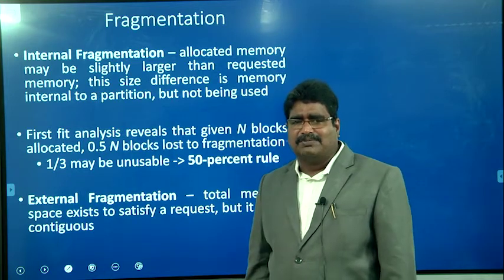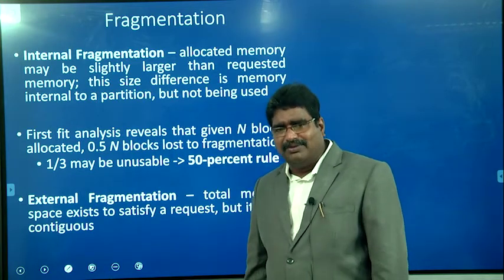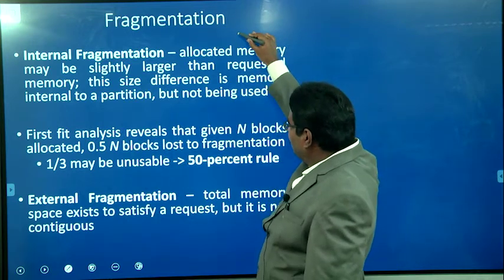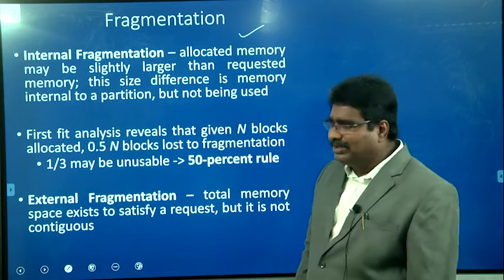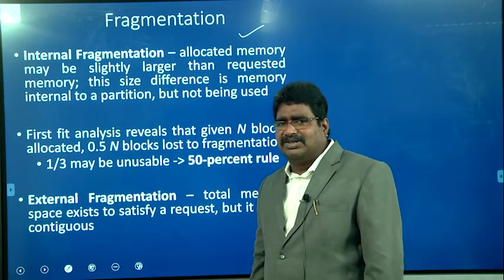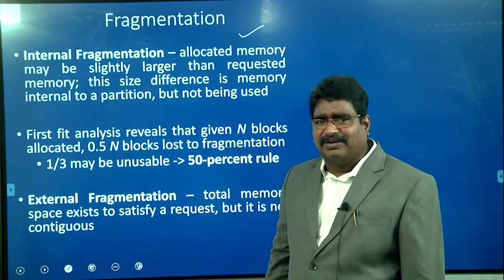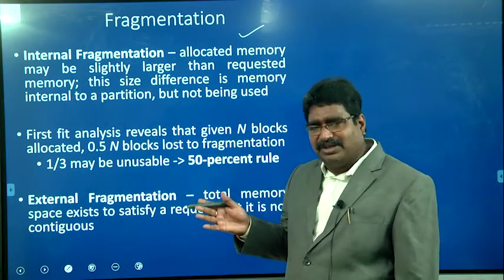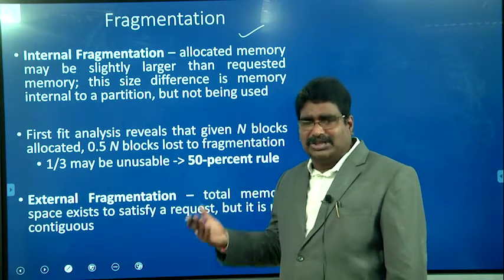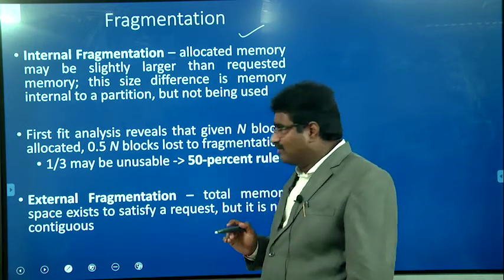Now we try to discuss fragmentation. In contiguous memory allocation, one problem is fragmentation. Fragmentation can also be classified into two categories: one is internal fragmentation and another one is external fragmentation. First of all, what is fragmentation? If memory is available but we are unable to use that memory, that is called fragmentation.